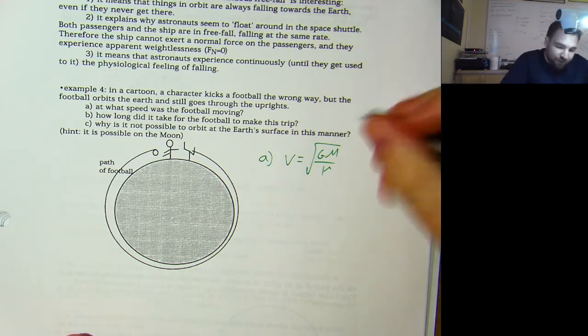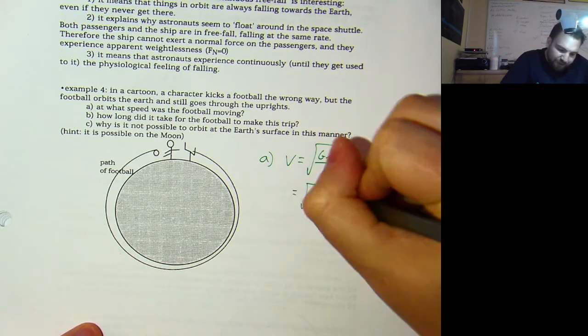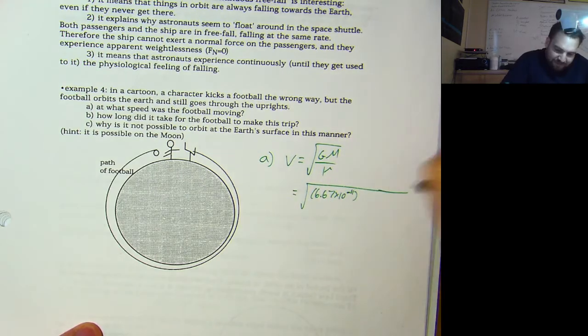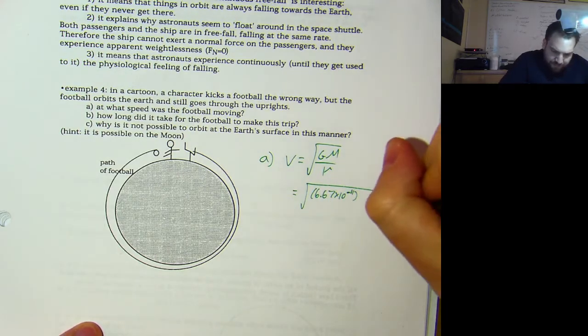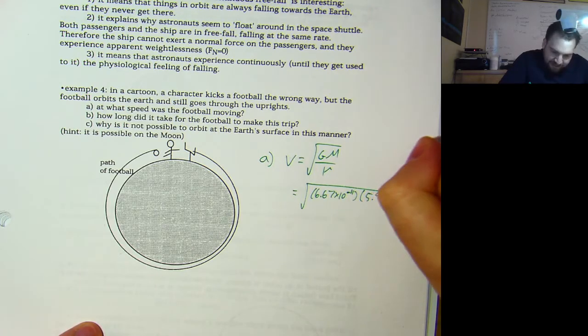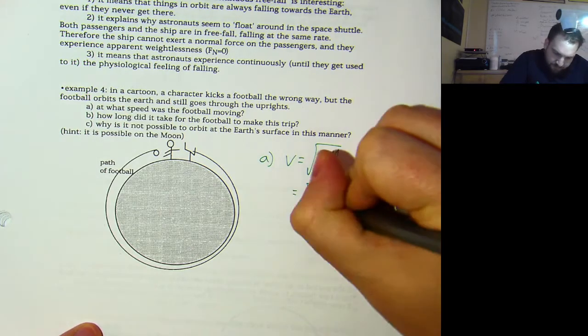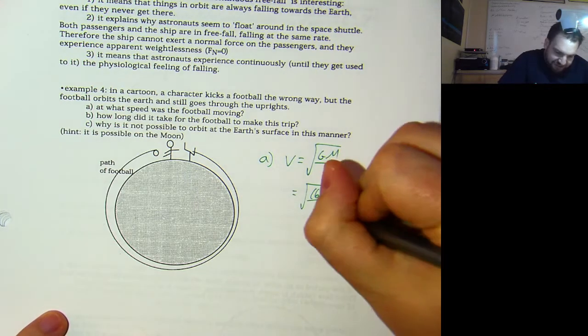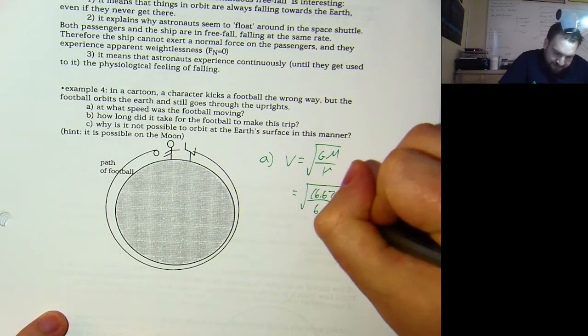We can fill it in now, though. We want the square root of 6.67 times 10 to the negative 11, times the mass of the Earth, 5.98 times 10 to the 24, over the radius. This thing is skimming above the surface, so we're going to start with 6,380,000 meters.